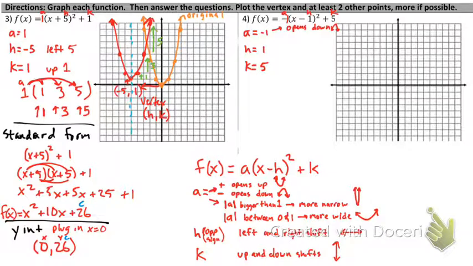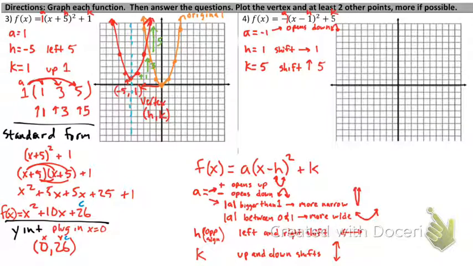What does the h value tell us? Since it's +1, that means we're going to shift to the right 1 time. Our k value controls the up and down shift. That means we're going to shift our vertex up 5 times.